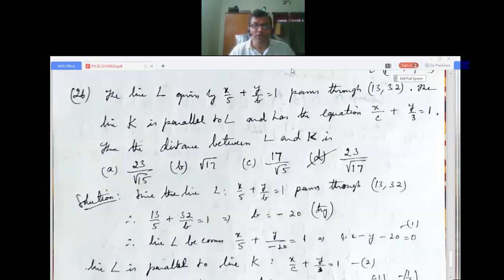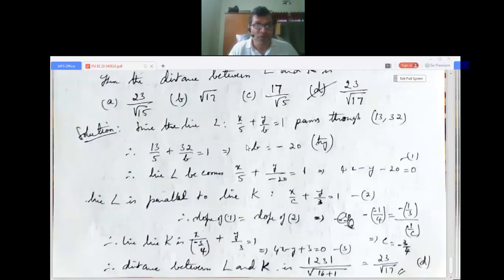Now we go to question number 26. The line L given by x by 5 plus y by b equals 1 passes through 13, 32. So read the question, see properly. The line K parallel to L has the equation x by c plus y by 3 equals 1. Then the distance between L and K is: A 23 by root 15, B root 17, C 17 by root 5, D 23 by root 17. Okay, now the solution.